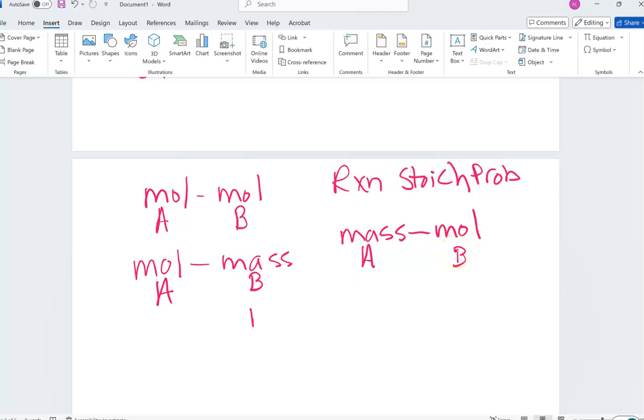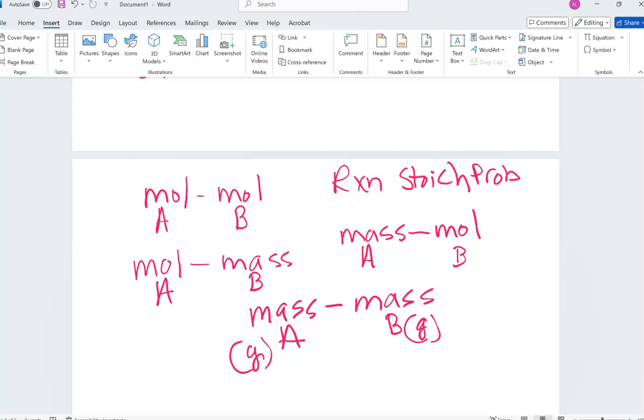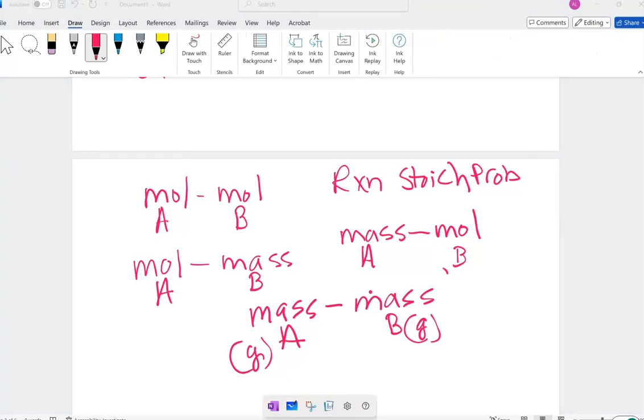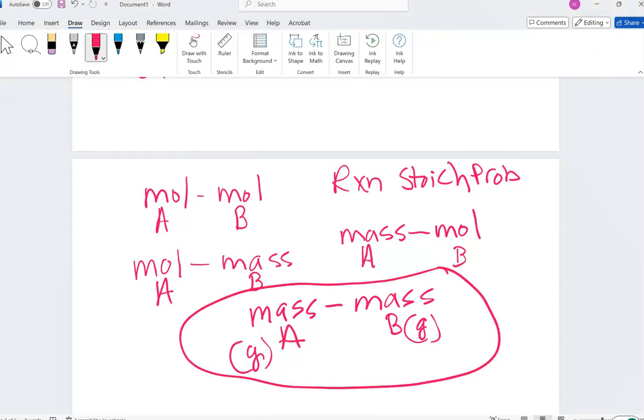The last one is a mass to mass stoichiometry problem, which is the longest. So you might be given the mass, in grams, of substance A, and you have to find the mass in grams of substance B. The hardest or longest ones are the mass-to-mass problems. And the only way you can connect one substance to the other is through a chemical reaction. That's why it's called reaction stoichiometry.